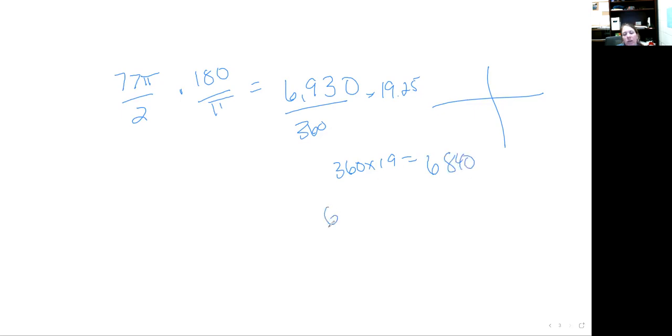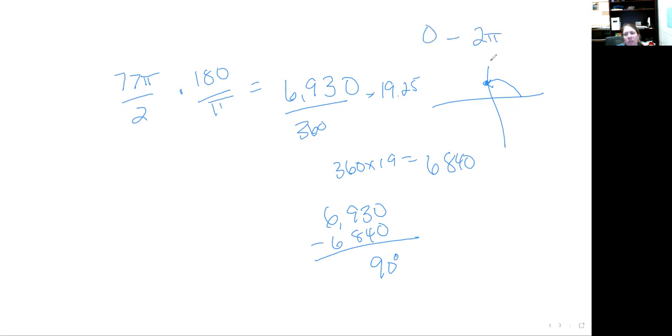And we want to say, okay, how many degrees do I have left over from here? All right, so 6,930 minus 6,840, and we have exactly 90 degrees left, which meets our criteria of being between 0 and 2 pi.